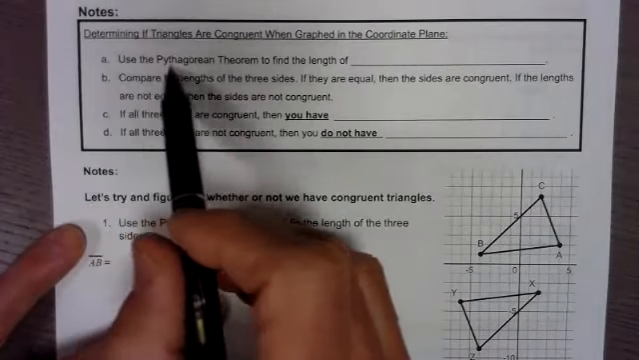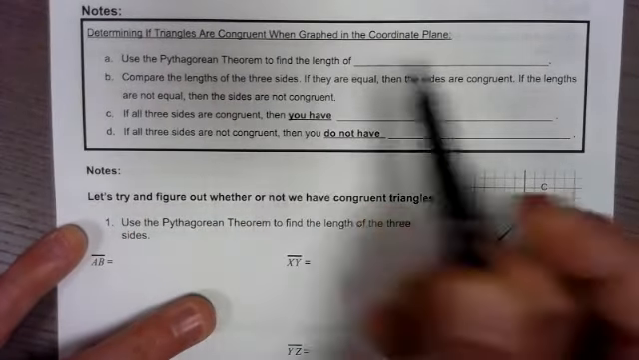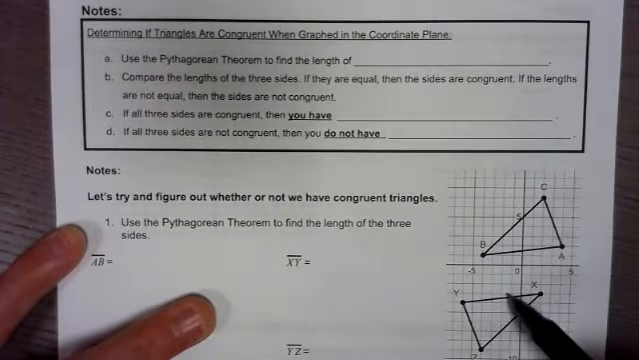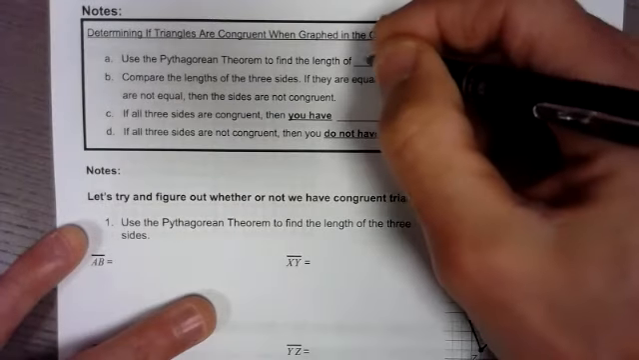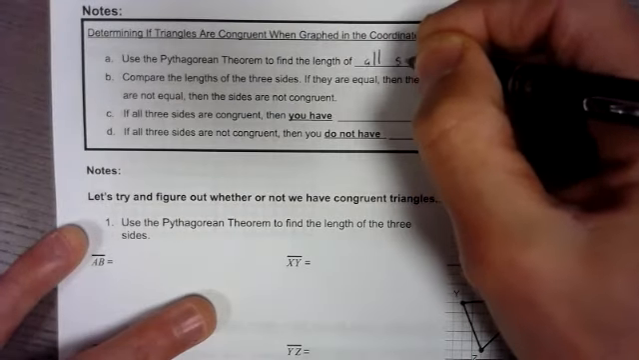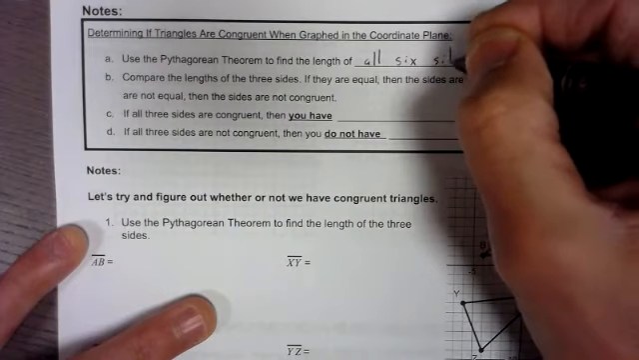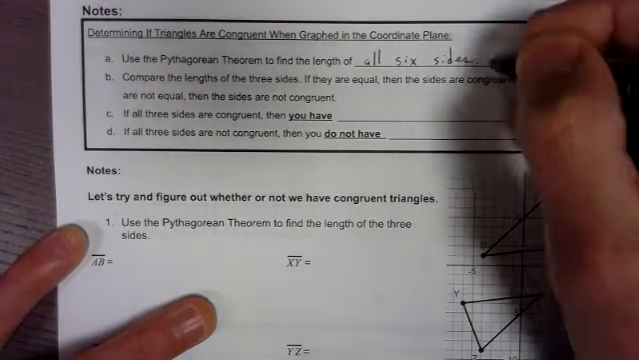So first, we're going to use the Pythagorean theorem to find the length of, in this situation, 1, 2, 3, 4, 5, 6 sides. All 6 sides.